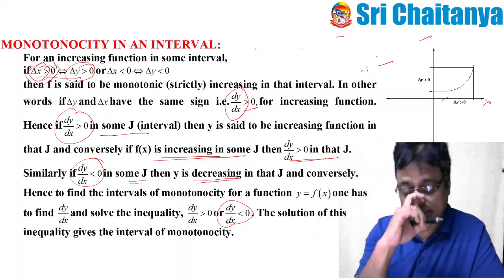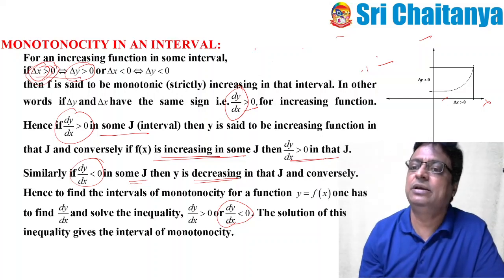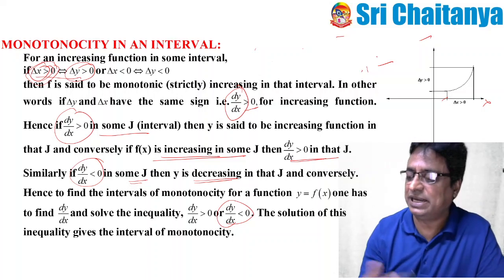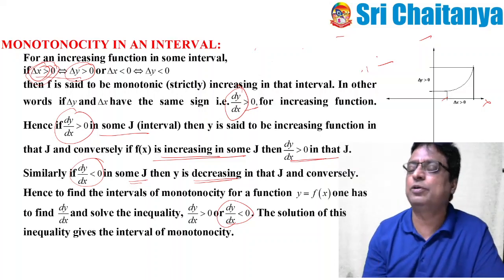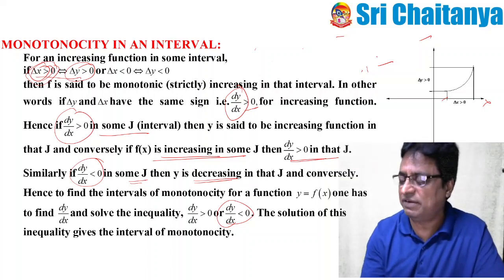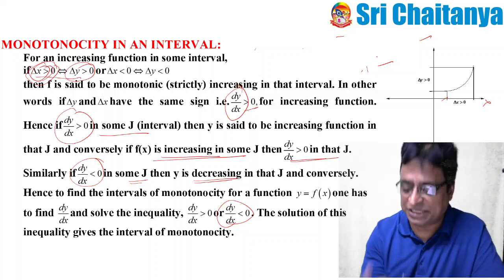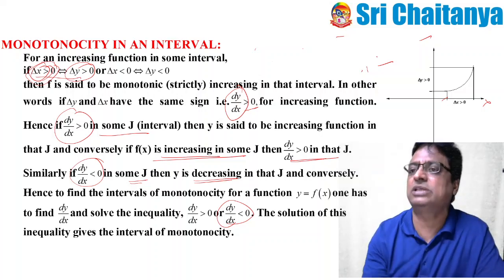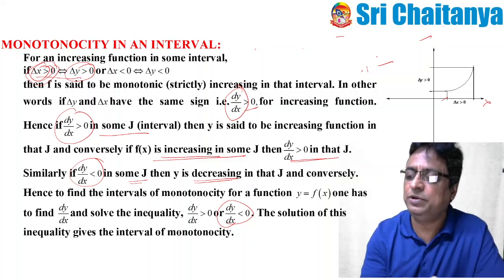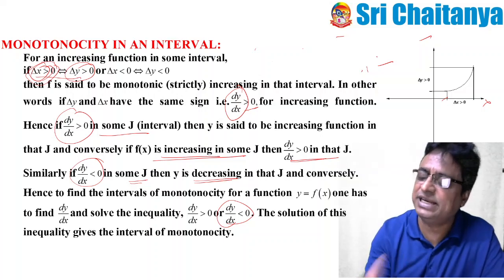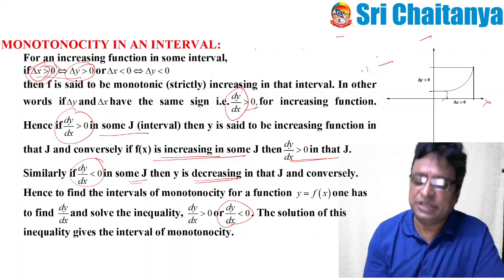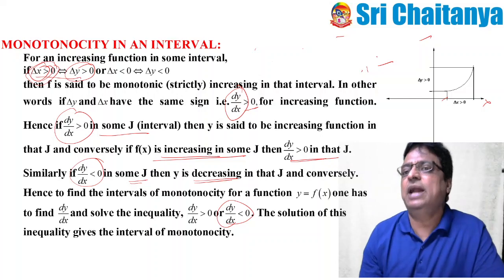So whenever they ask to test the monotonicity in a particular interval, that means either increasing or decreasing in that interval, what to do? Find the differentiation dy by dx in that particular interval and check whether it is greater than 0 or less than 0 in that interval. Thereby you can conclude whether the function is increasing or decreasing. This is about monotonicity in an interval.